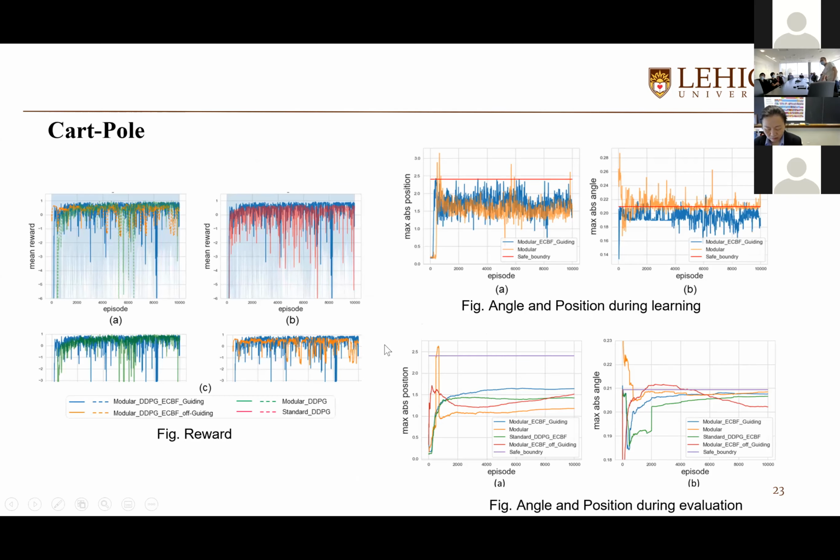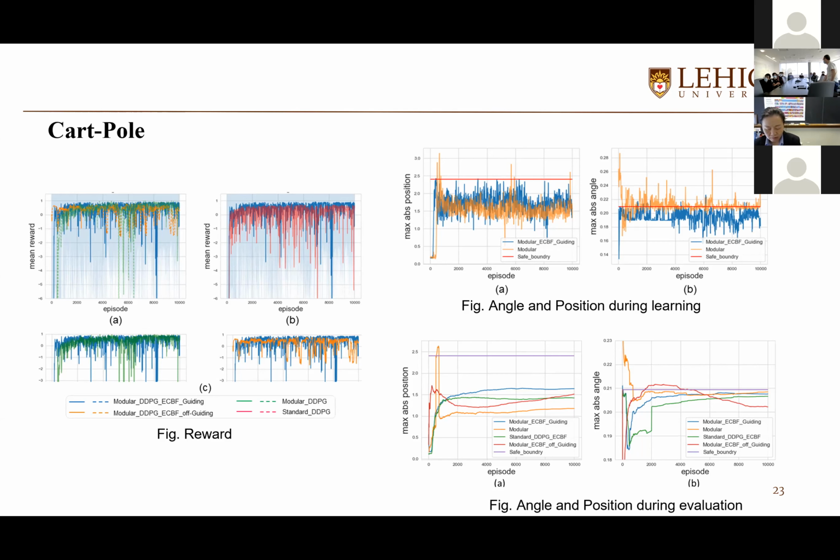So here is the reward comparison with the standard DDPG and the modular DDPG with safe or without safe. And here we show the maximum angles and maximum positions for the bar and the cart during the learning. And here we show the same parameters during the evaluations. We can see that if we add the CBF, it will not exceed the boundaries.